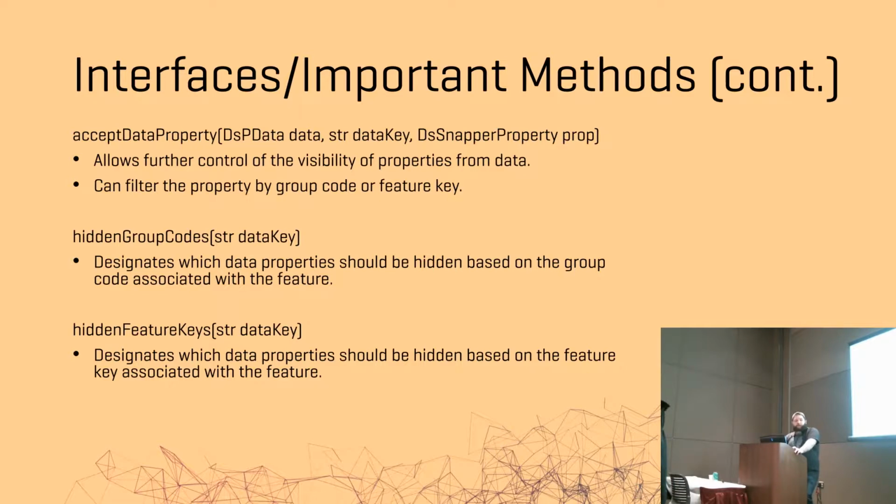And you can actually filter the property based on the feature code or the feature keys or the group code. And those get checked in the hidden group codes and hidden feature key methods that we see here. Just doing pretty much what they say they do. They are a list of the group codes and feature keys you want to hide from properties.